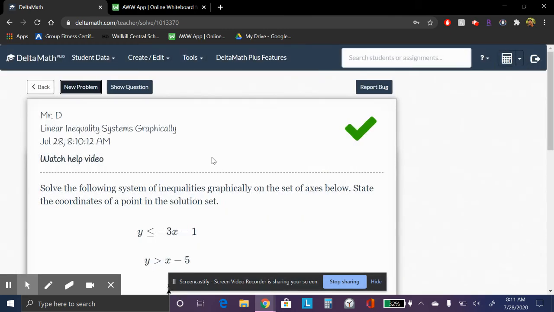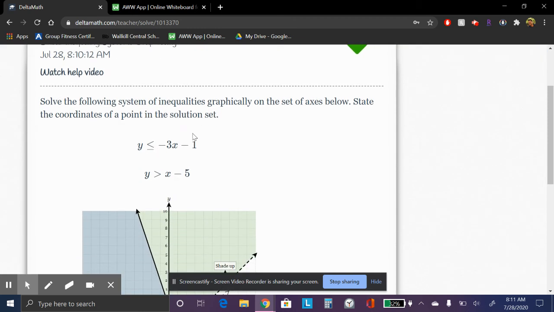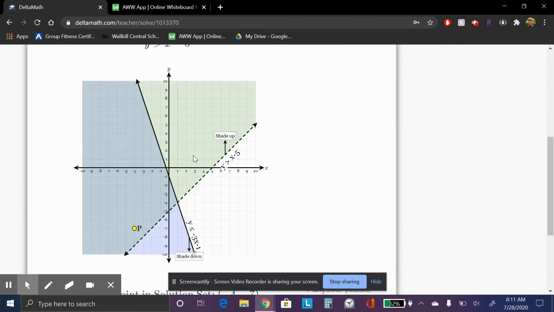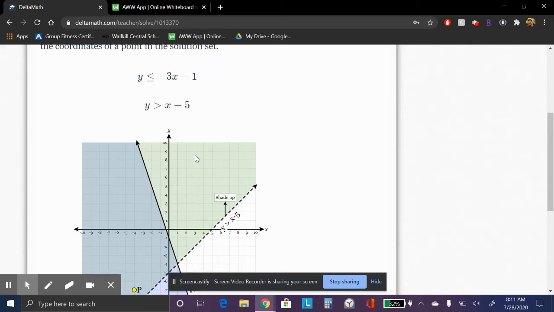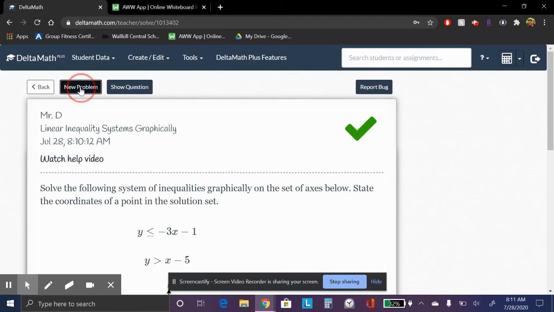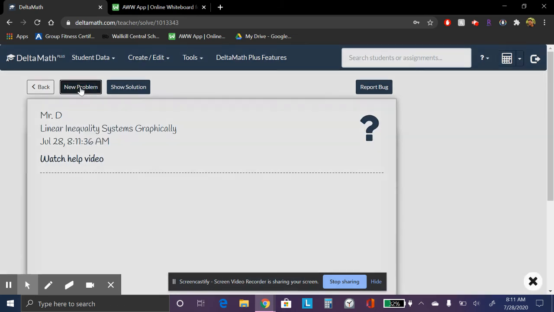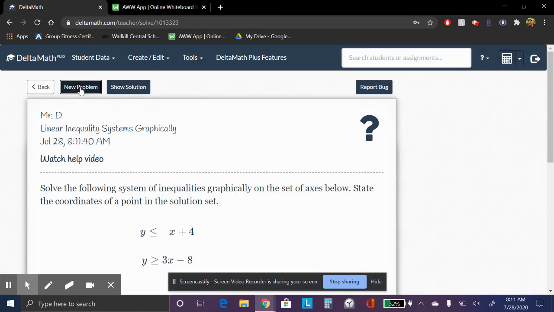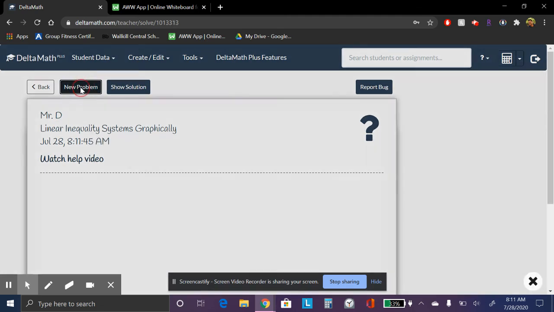That is my solution. I'm pretty sure all these skills have the equations, the inequalities, in slope-intercept form. So let me just double check and see if there are any others that are not in slope-intercept form. I think they all are. Yep, it looks like they are all in slope-intercept form.